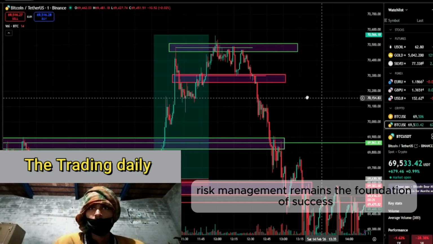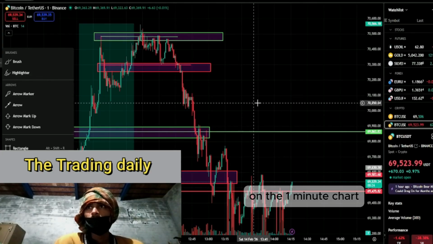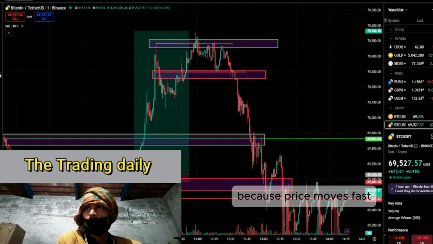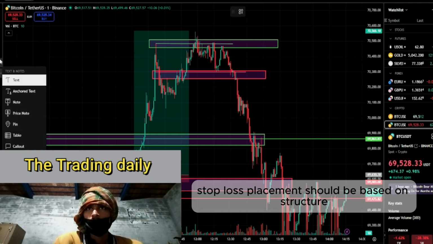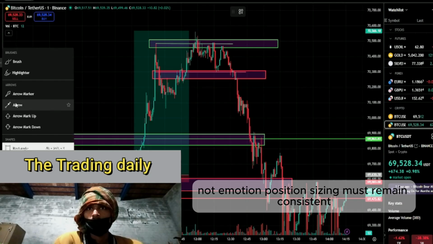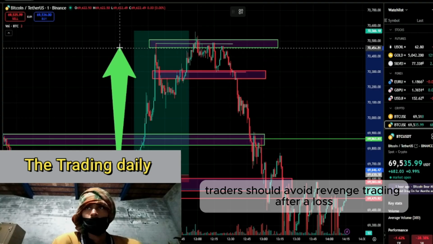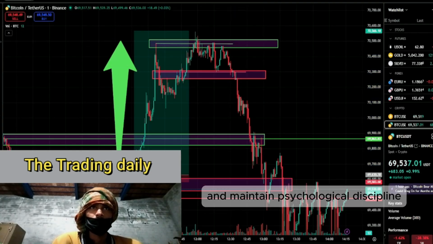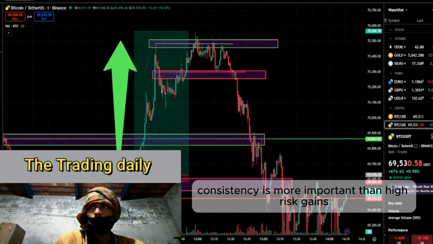Risk management remains the foundation of success. On the 1-minute chart, even a small mistake can quickly turn into a loss because price moves fast. Stop-loss placement should be based on structure, not emotion. Position sizing must remain consistent. Traders should avoid revenge trading after a loss and maintain psychological discipline. Consistency is more important than high-risk gains.